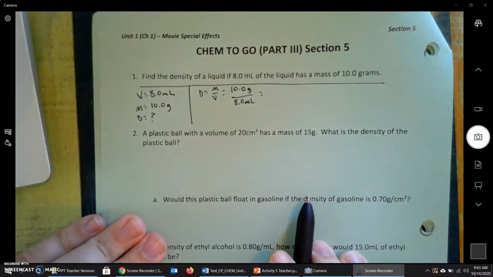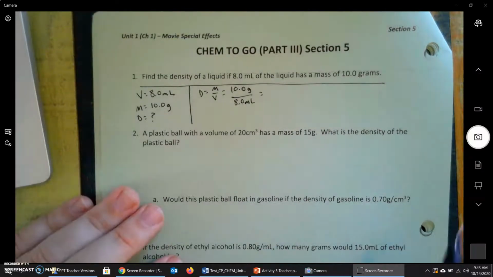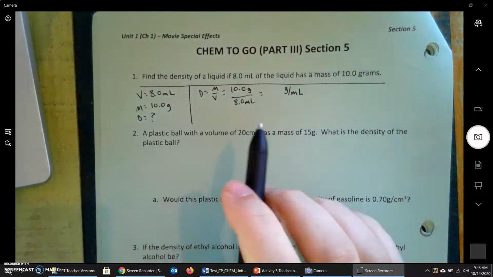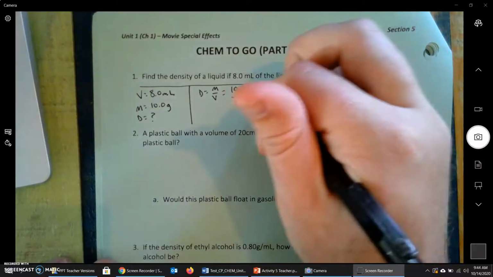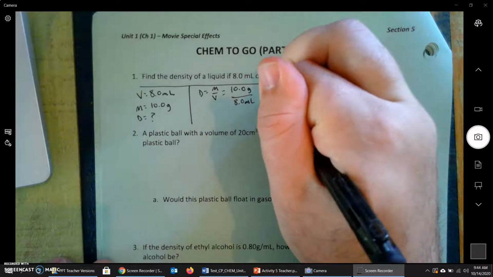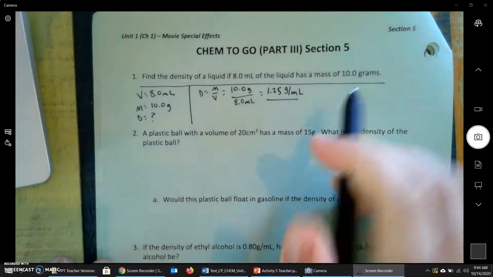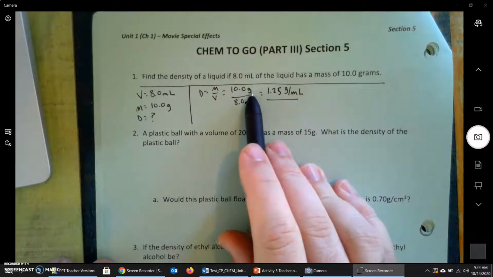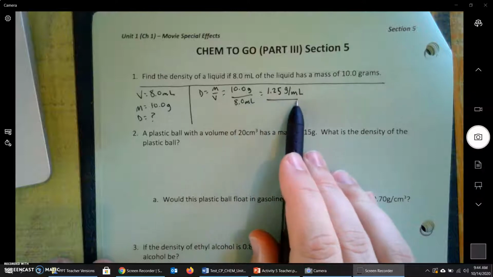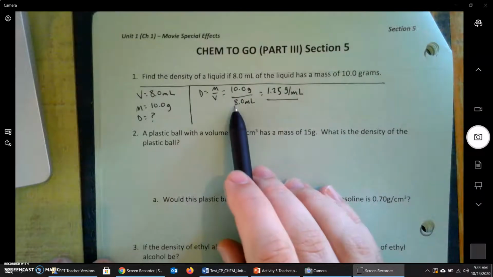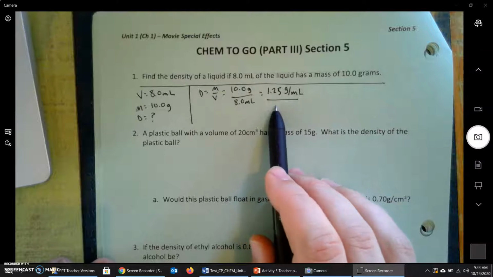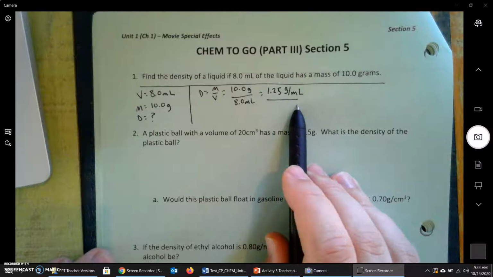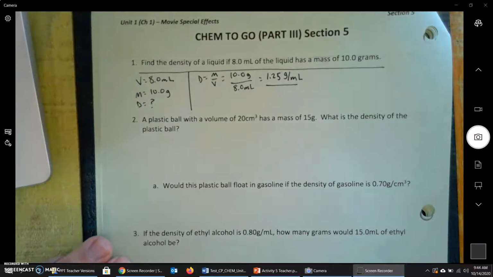Right, so what would our units be for this? And then what would our numerical answer be? So our final answer would be 1.25 grams per milliliter. Our units, g divided by mL, is an acceptable unit for density, and 10 divided by 8 gets me 1.25. Your answer will not be fully correct if you do not have a number and a unit attached to it. All right, let's take a look at the second one here.